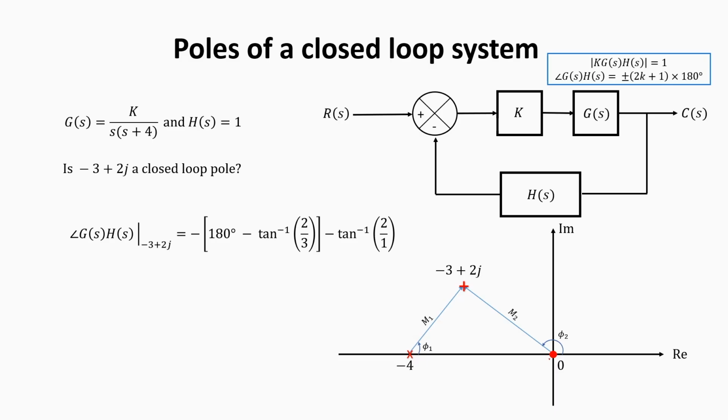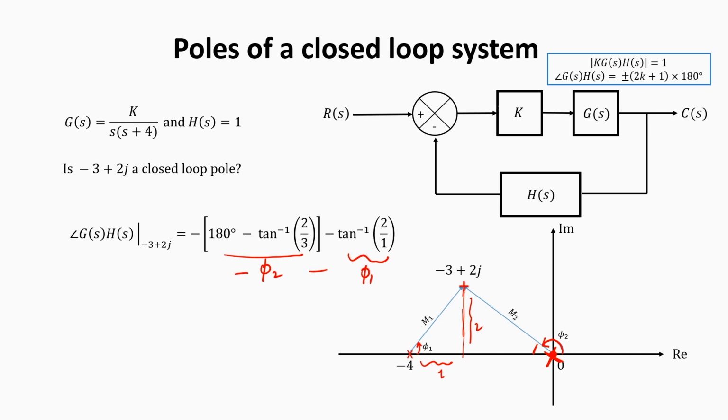So you see, again this is a pole here. What are the angles? The angle phi 2 in this case is 180 degrees minus this angle. And what is 180 degrees minus this angle? This is tan inverse of 2 by 3, right? So 180 degrees minus tan inverse of 2 by 3, this is phi 2. And what is phi 1 in this case? Phi 1 is tan inverse of 2 by 1. This is 1, this is 2, and both are negative. So this is phi 1. So minus phi 2 minus phi 1.